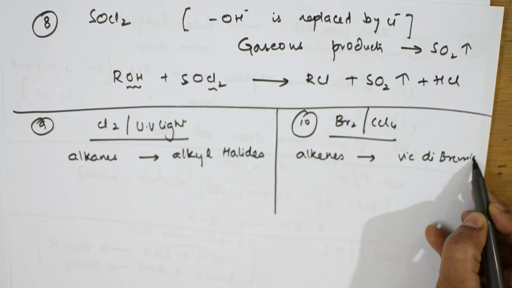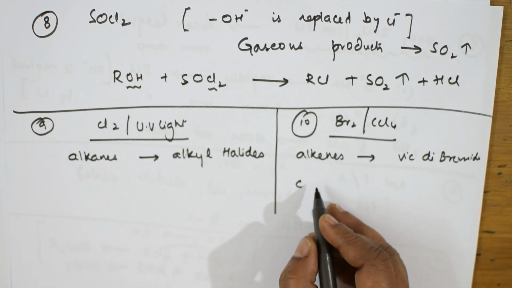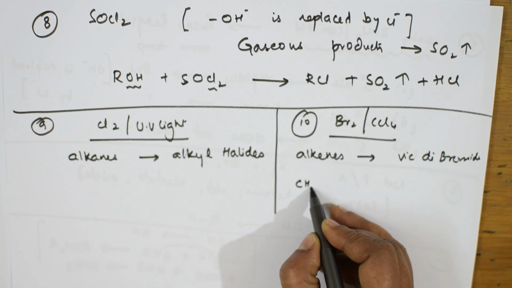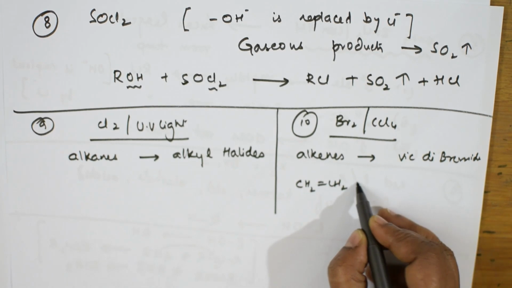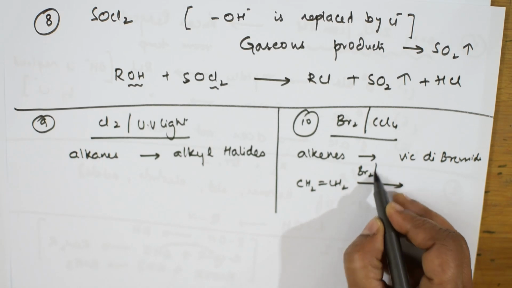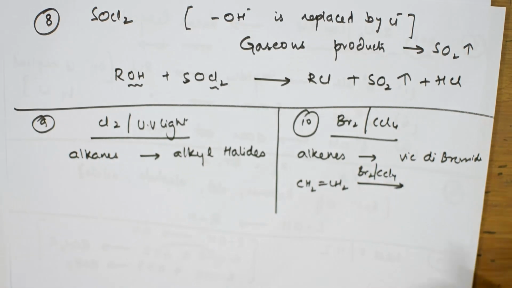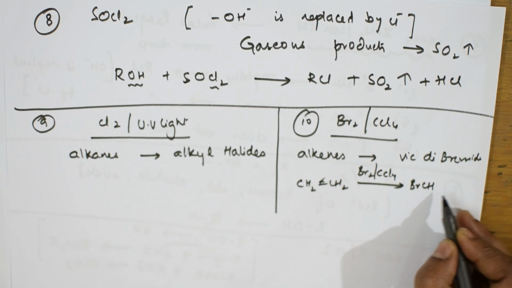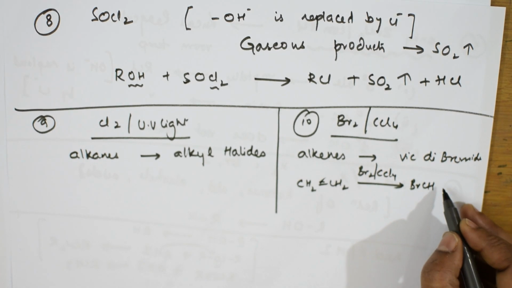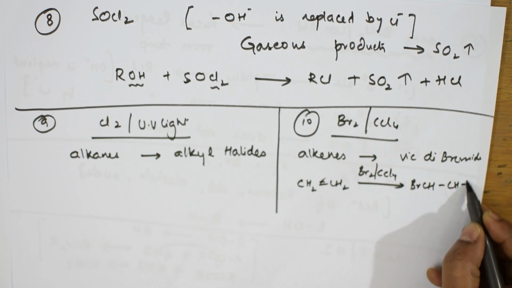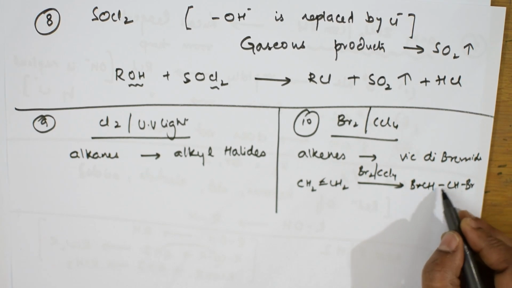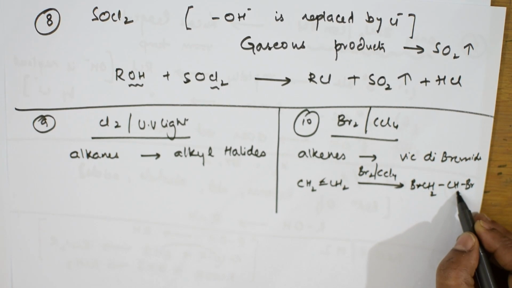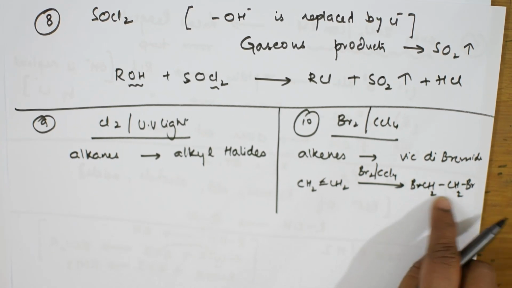How does this look? Suppose I have an alkene, CH2 double bond CH2. Now what am I going to do? I have on the arrow bromine, CCl4. This bond breaks up and you will get vicinal, CH with one bromine here and one bromine there, and CH with bromine. Now add the number of hydrogens: 1, 2, 3, 4. So this is called vicinal dibromide.